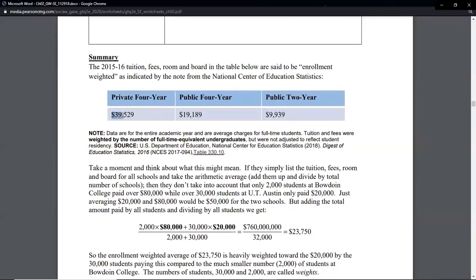So that's where these numbers came from, is what they were saying above. They were enrollment weighted. So this actual public four-year school number of 19,000 takes into account all these different schools with all these different enrollments, does a giant weighted average, and they came up with this number, which has to mean there's a lot of schools out there that are cheaper and with a solid amount of students as well. But I mean, who's paying $80,000 for a public school? That just seems weird.